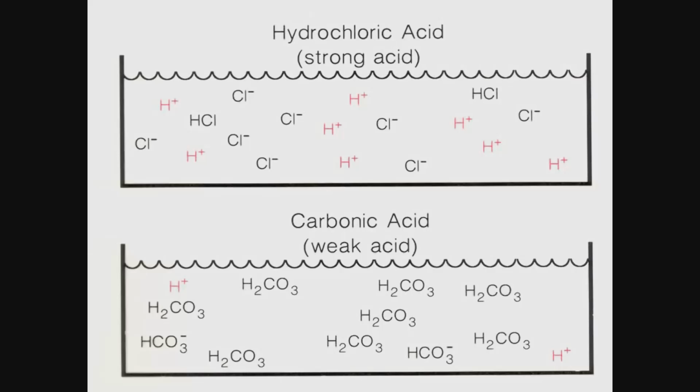Okay? On the top, we see our strong acid has a very high dissociation, that they separate into hydrogen ions and chloride ions, and only a small number are present as hydrochloric acid. So for the most part, they've dissociated into the two individual ions. Carbonic acid on the bottom is a weak acid. And being a weak acid, it dissociates only very little.